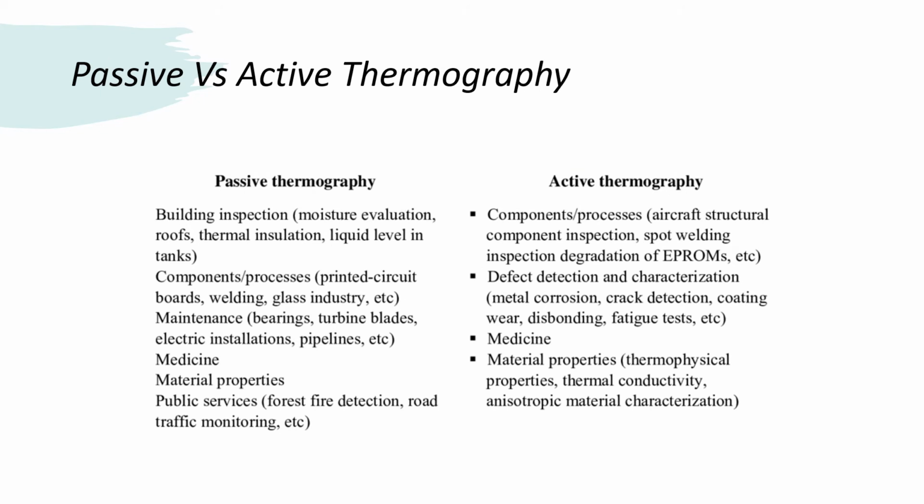Now come to the difference of passive and active thermography. Passive thermography is basically used for building inspection, moisture evolution, roof, thermal insulation, liquid level in tanks, etc. Whereas active thermography is used for components or processes, that means aircraft structural component inspection, spot welding inspection, degradation, etc.